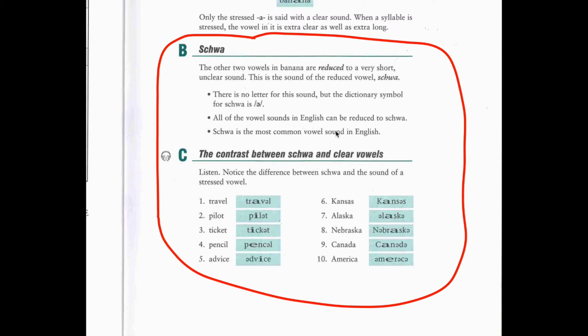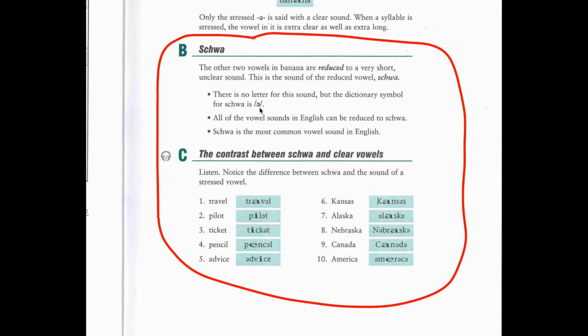Now, one of the first things you need to remember is the schwa has no spelling. So there is no one letter for the sound. But when we use the pronunciation symbol, it looks like this. So it looks like the upside down E that we have talked about in class. Now, one of the biggest problems of the schwa for English students is that all of the vowel sounds, the A, the E, the I, the O, and the U, all of those sounds can be reduced to that schwa sound.